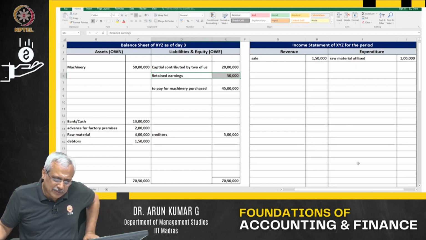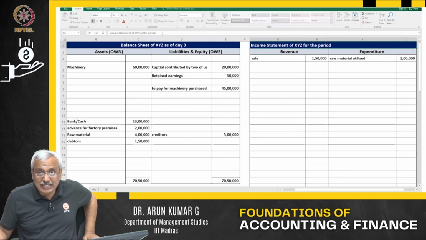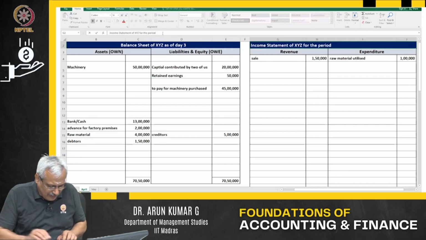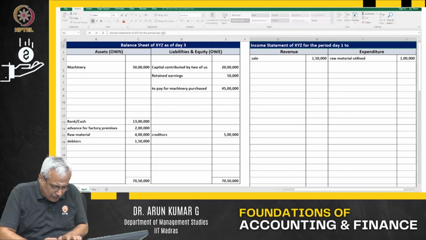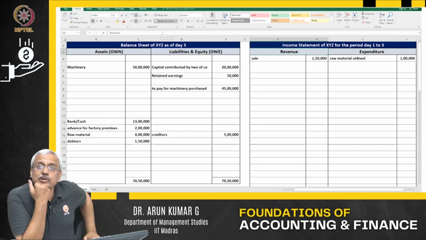The income statement. This is for the period. Let us say I'm not giving any specific date here. Normally a date is given. I will say day 1 to day 3. Day 1 to day 3. Now day 4.